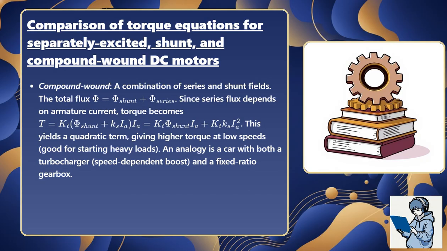Compound wound: a combination of series and shunt fields. The total flux phi equals phi shunt plus phi series. Since series flux depends on armature current, torque becomes T equals KT (phi shunt plus KS IA) IA equals KT phi shunt IA plus KT KS IA squared. This yields a quadratic term, giving higher torque at low speeds, good for starting heavy loads. An analogy is a car with both a turbocharger, speed-dependent boost, and a fixed ratio gearbox.